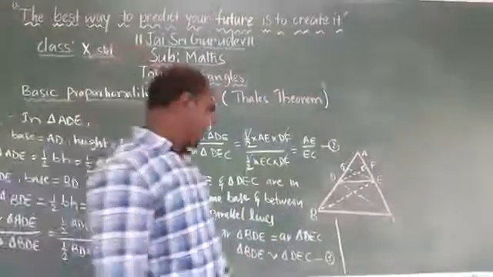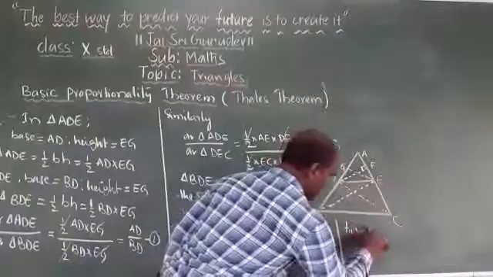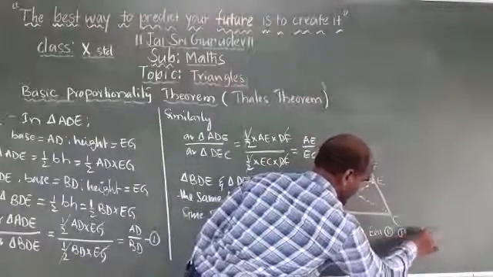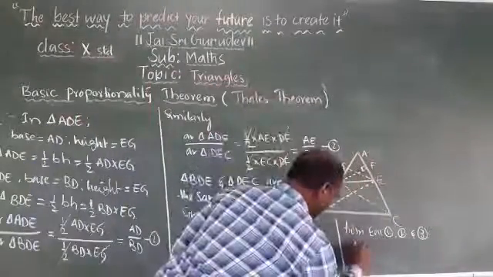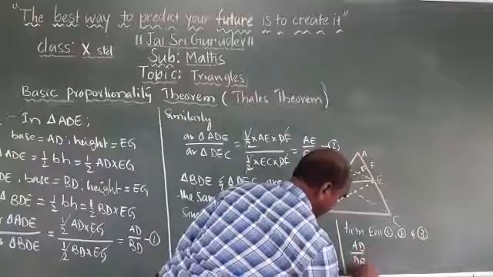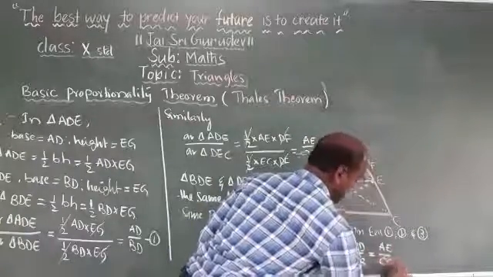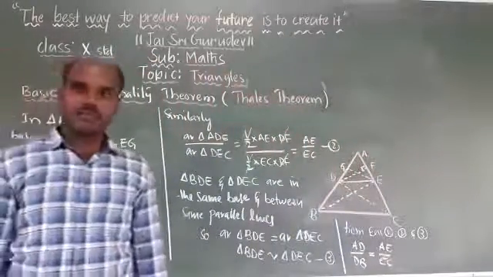From equations 1, 2 and 3, what we get is AD by DB is equal to AE by EC. So this is the required proof of the basic proportionality theorem.